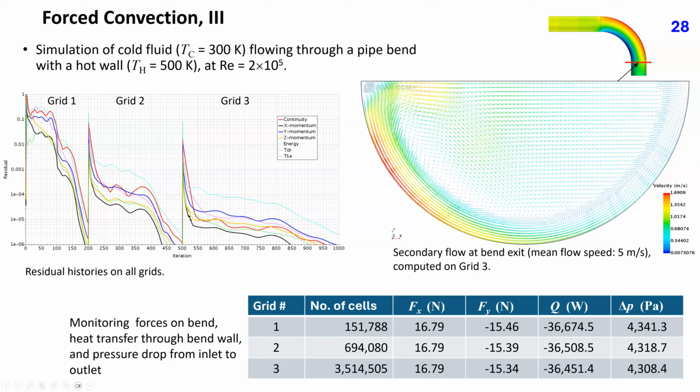This figure shows residual histories on all grids. Computation on the next finer grid was started with an interpolated solution from the next coarser grid. As the fluid flows into the bend, the pressure is increased at the outer wall and reduced at the inner wall, as can be seen from the pressure plot on the wall. See the preceding slide for a detailed view.